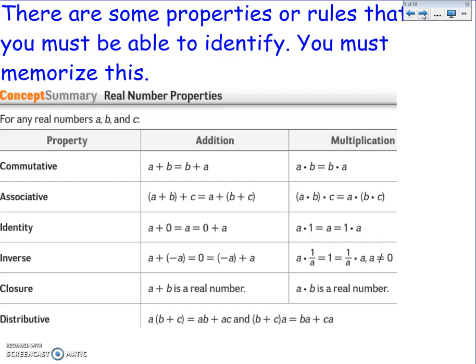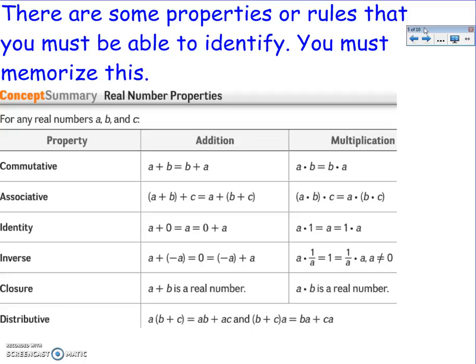On top of that, we have properties or rules that you must be able to identify. You have to memorize this. There's no way around it. So the first one is, well, all these work for addition and multiplication. There's 2 parts. So there will be a commutative property for addition. And I'll explain this. Commutative is like when you commute somewhere. That means you drive around, you move somewhere. So we're moving spots, we're switching places.